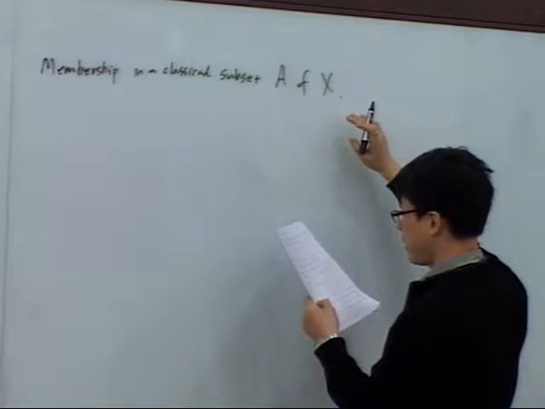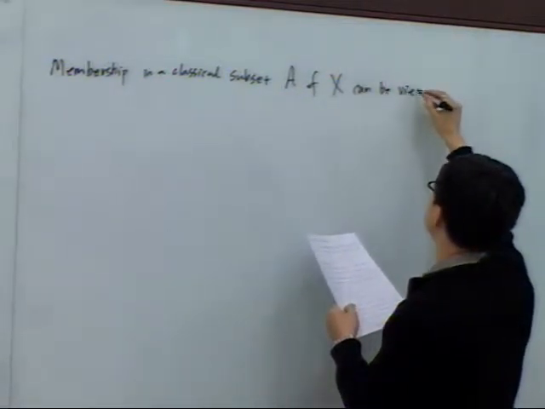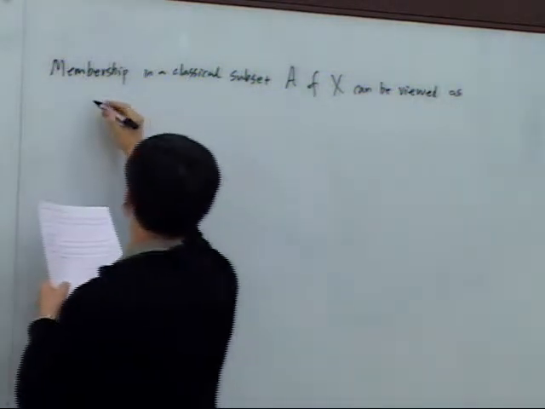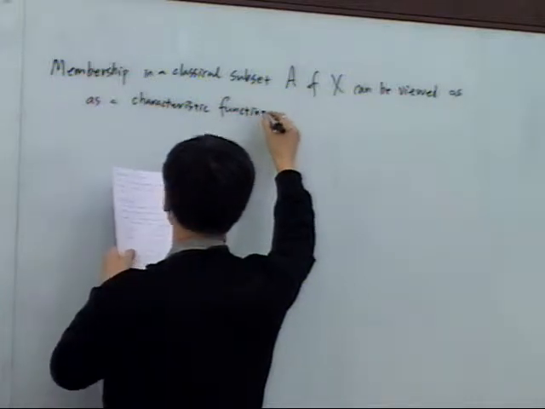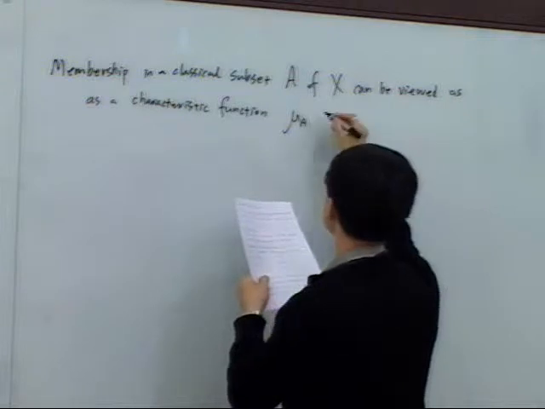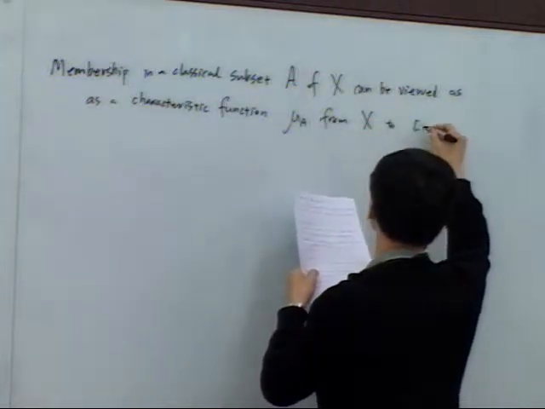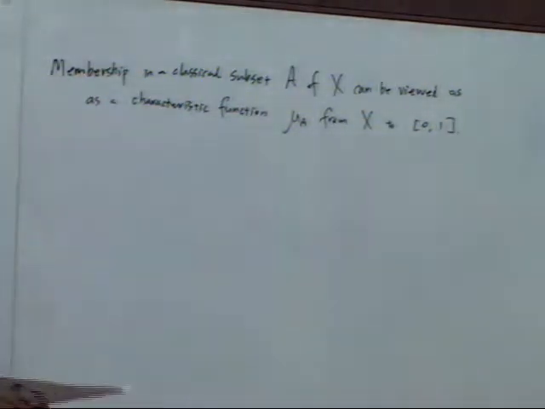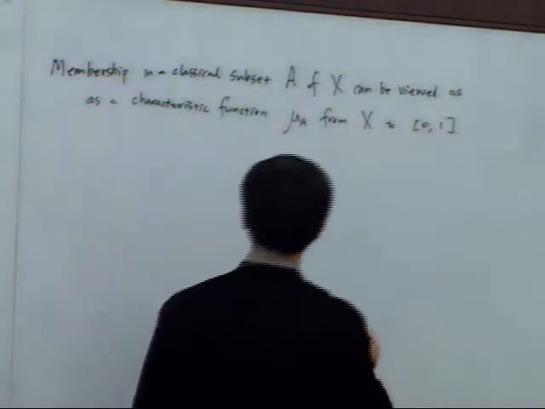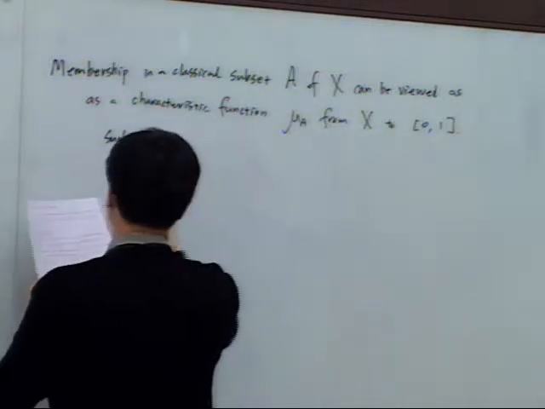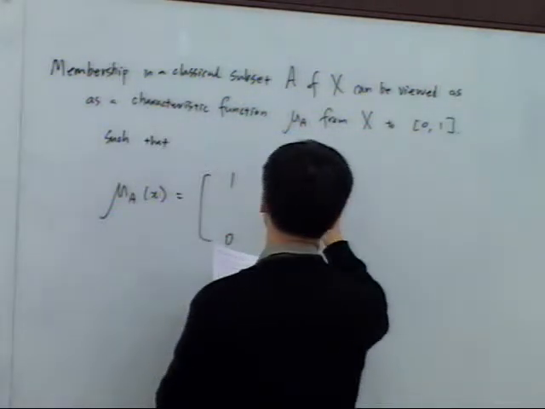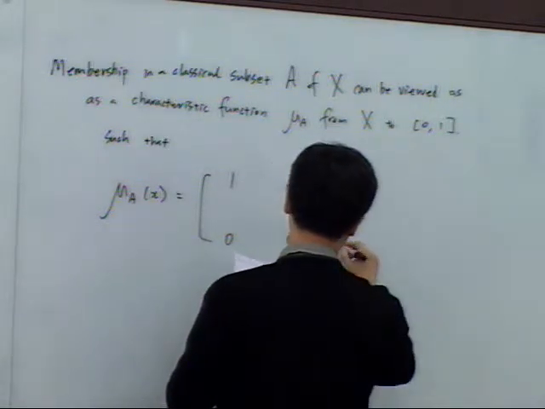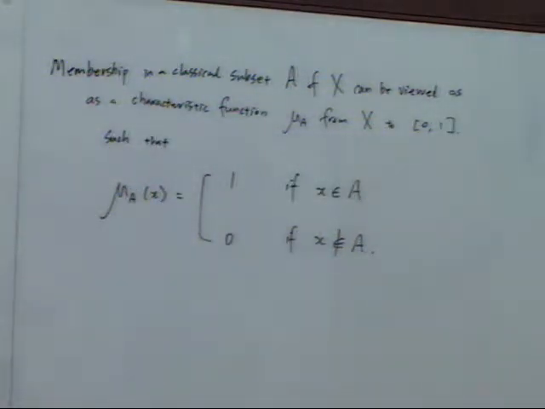Membership in a classical subset A of X can be viewed as a characteristic function mu sub A from X to this closed, bounded set, 0 to 1, such that it is 1 or 0 depending on whether x is inside of A or x is not inside of A. You know, membership is a characteristic function.